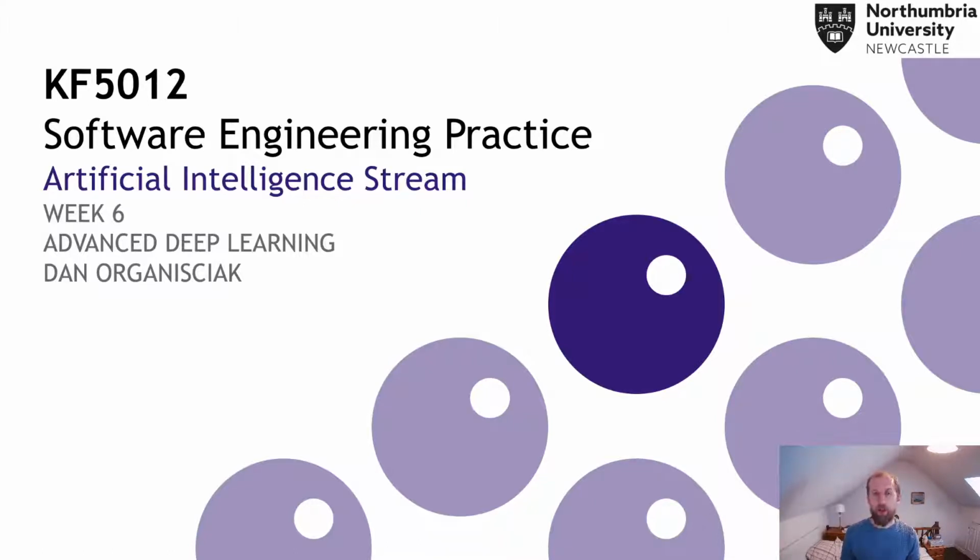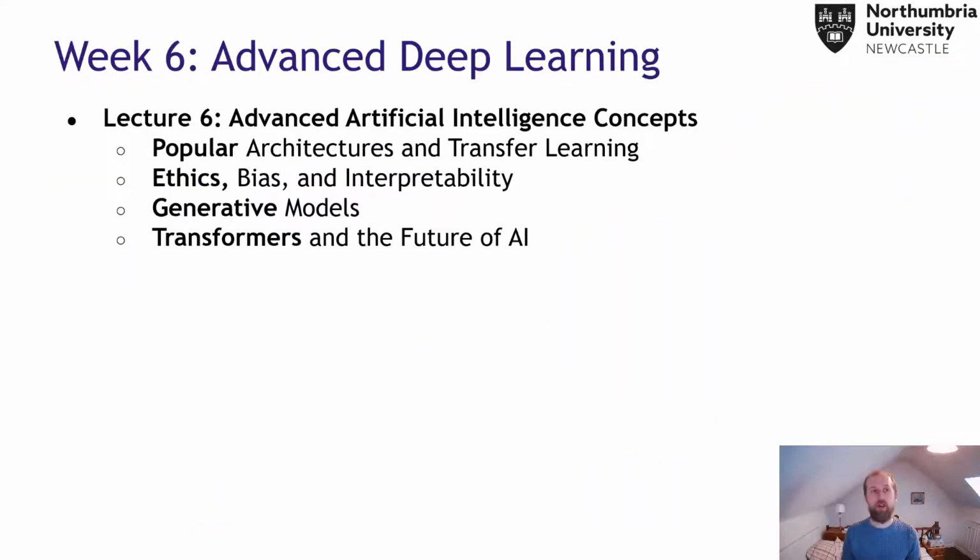This week we are going to be looking at some advanced deep learning. So we are going to look at some of the really popular architectures, and then we're going to look at transfer learning. So how you can use the popular architectures within your own projects. Then we're going to look at ethics, bias, and interpretability. Following that, we're going to look at some of the really cool things that are up and coming in AI, like generative models and transformers.